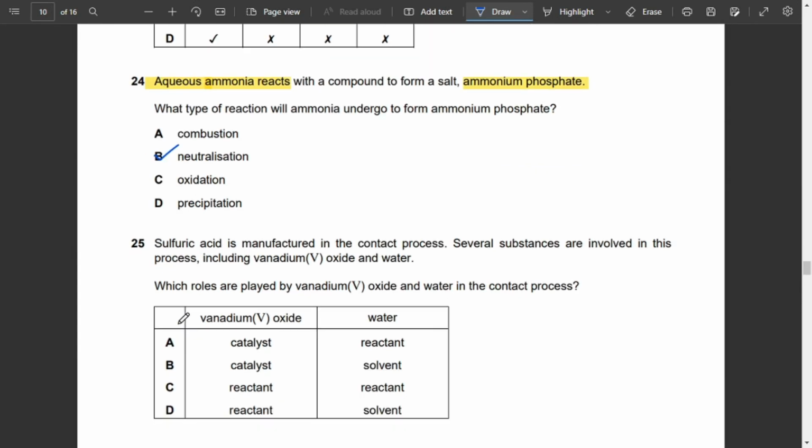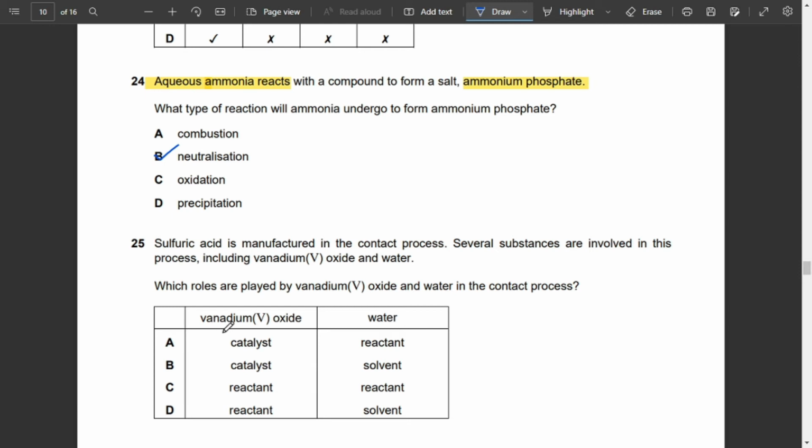Sulfuric acid is manufactured in the contact process. Several substances are involved in the process, including vanadium oxide and water. Which roles are played by vanadium oxide and water in the contact process? We are here talking about vanadium oxide and water. These two have a specific role in it. So vanadium oxide, as we know, is a catalyst. So for this, it's going to be catalyst, of course.